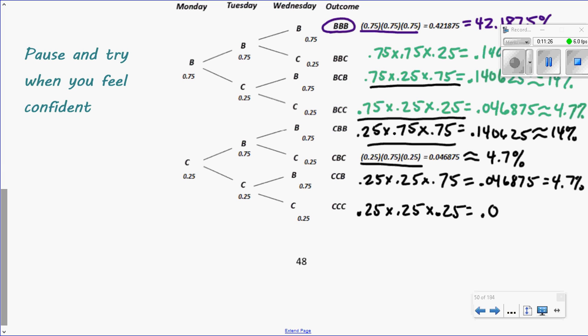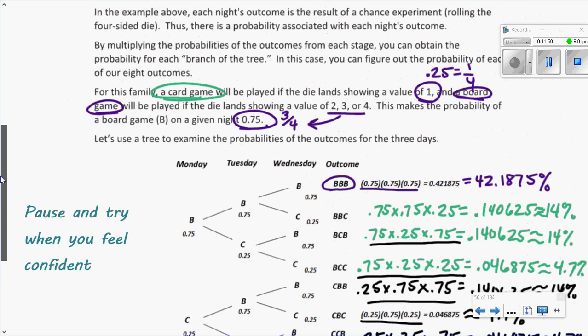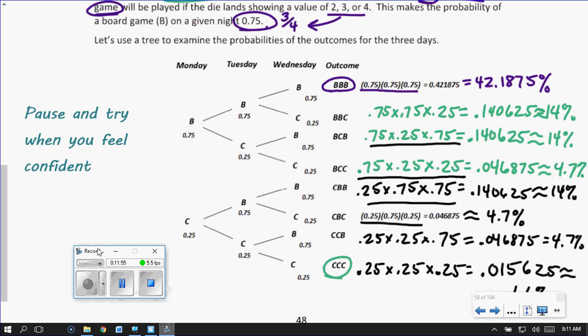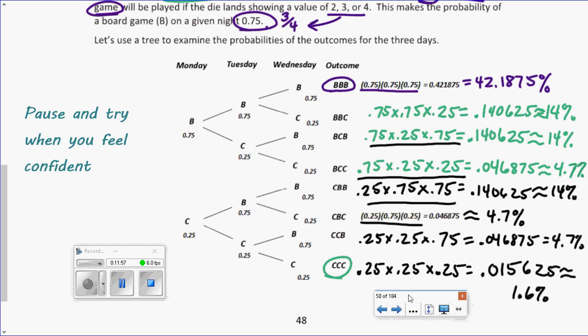Did you get 0.015625, which is approximately 1.6%? Sorry, you do not have a good chance of playing a card game every night. If you think about that, it's only a 1.6% chance. Now, it's still possible, of course. That would mean you would have to roll a 1 three times. You would have to roll a 1 on the first roll, a 1 on the second roll, and a 1 on the third roll. It's possible, but it's only about a 1.6% chance.